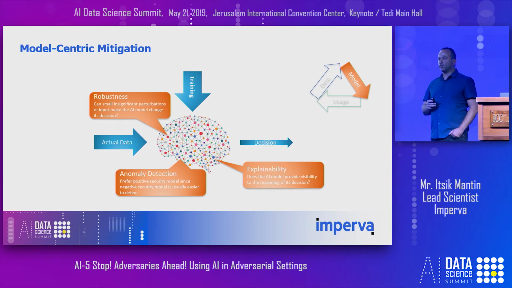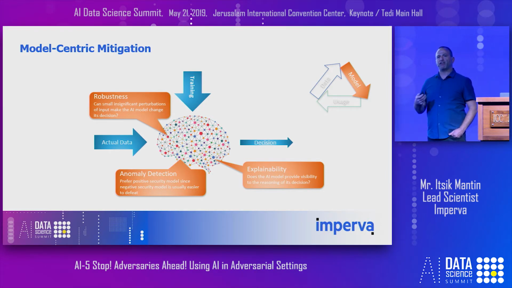So when it comes to model selection, we can prefer to use models that are more robust, which of course will by definition be less vulnerable to these small perturbations.